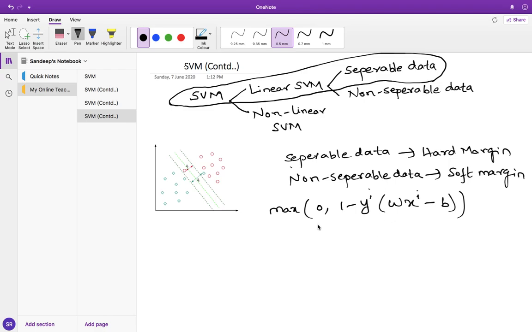So what does this equation say? If the product is greater than 1, then 1 minus something greater than 1 would be negative, and max of 0 and a negative number gives 0. So for all the data points where yi times this product is greater than or equal to 1, you don't even need to worry about this. It is anyway 0. Only when this term becomes less than 1 will a term be appended and come into the picture. That means this is a penalty.